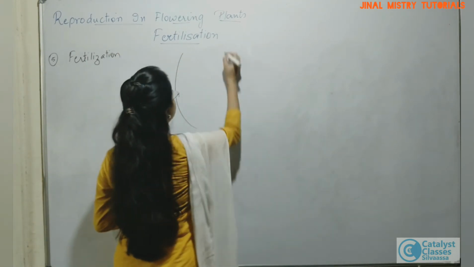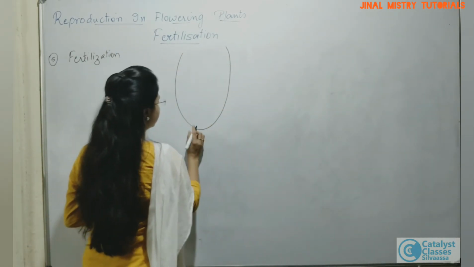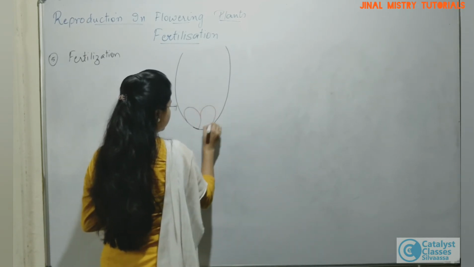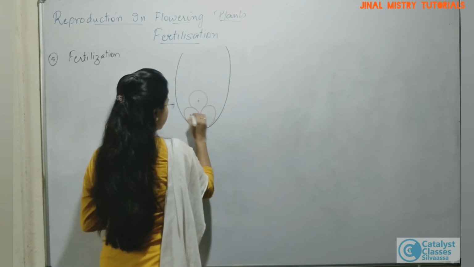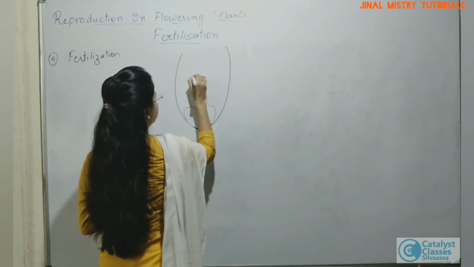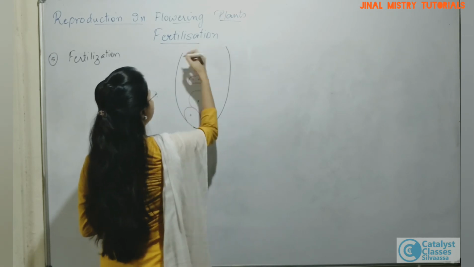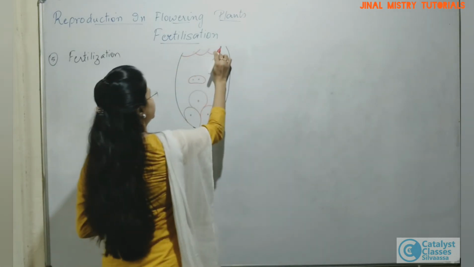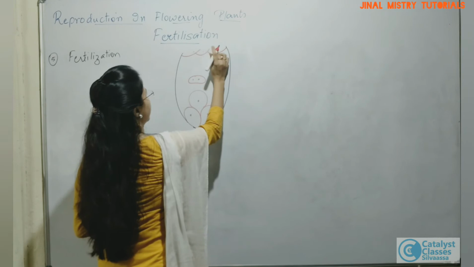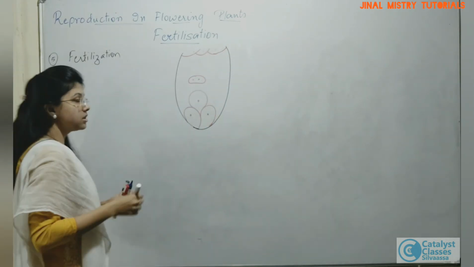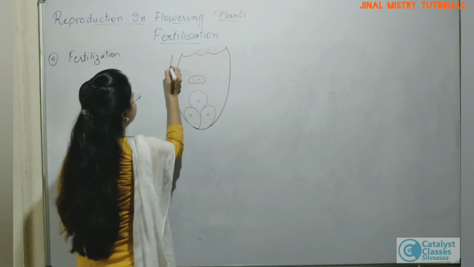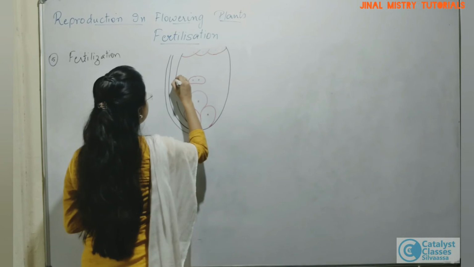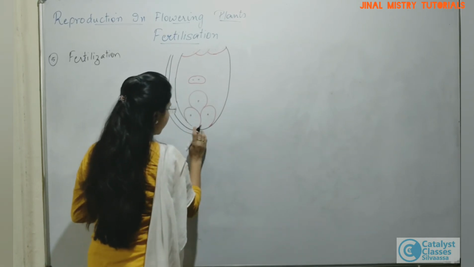So let me draw the structure of the embryo sac, right? This is the part of the embryo sac. On one end will be present the synergids. In between will be present the polar nuclei, and towards the chalazal end there will be the presence of antipodal cells, right? Okay. So now what is going to happen? Let us consider the most common form of entry, that is through the micropyle. So the pollen tube is going to enter from this part.